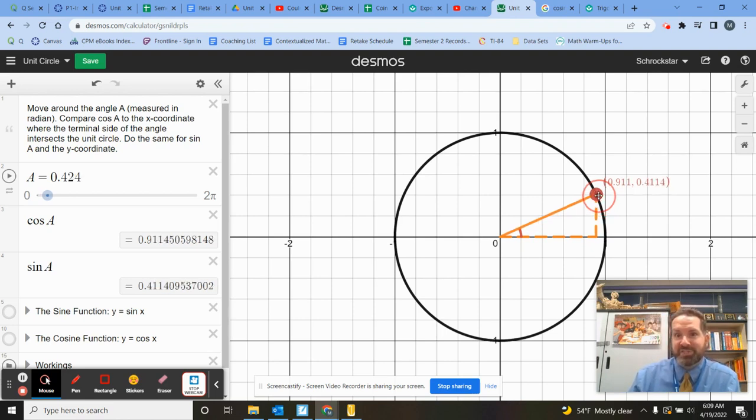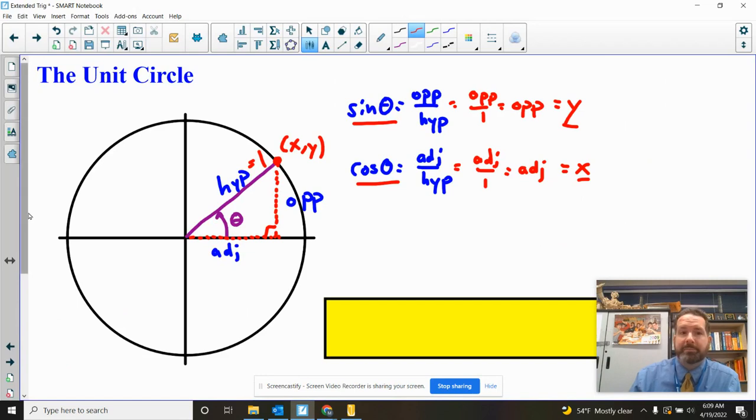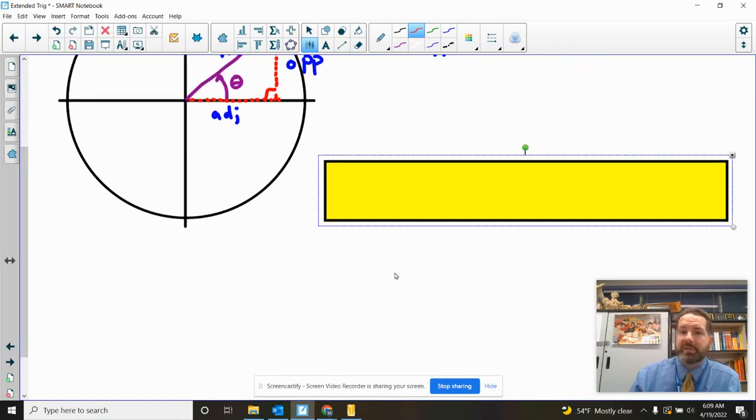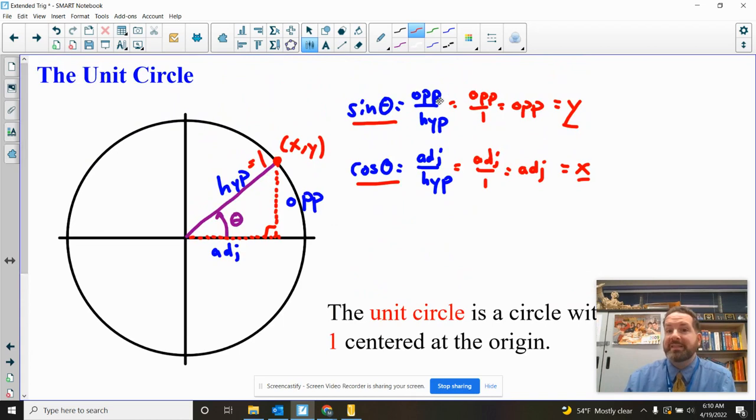Here is how mathematicians have decided to define sine and cosine. Actually, before we get there, I want to make sure we understand what the unit circle is. It's just a circle centered at the origin with a radius of 1. And again, the reason we chose 1 for the radius was to make these divisions easier to do. Now, back to that discussion we were having about sine and cosine.